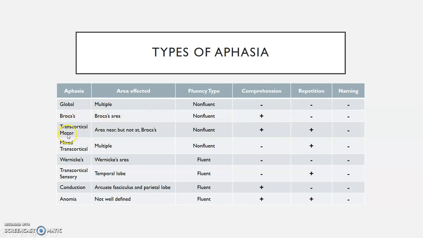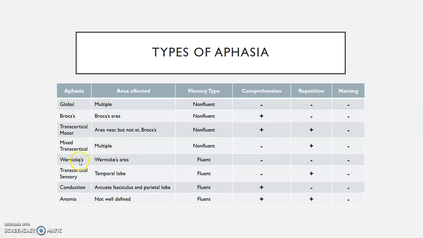Then we have transcortical motor aphasia, which is related to damage near but not at Broca's. It can be just in front of Broca's area or just above. It's also a non-fluent aphasia, but it has only trouble with naming, but not with repetition, in contrast to Broca's. Then we have mixed transcortical, which is, again, damage to multiple areas, but they're going to have good repetition, but poor naming and comprehension.